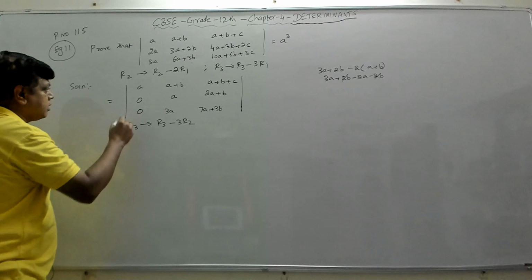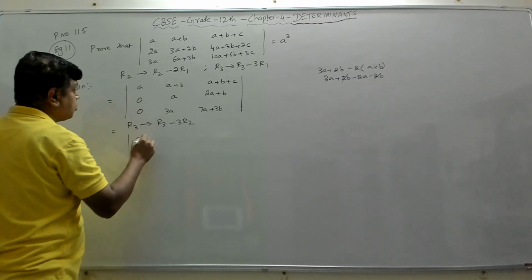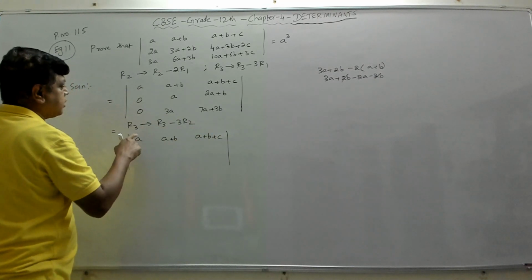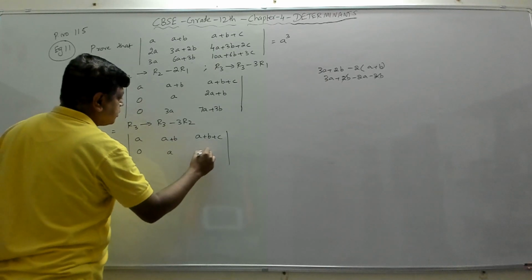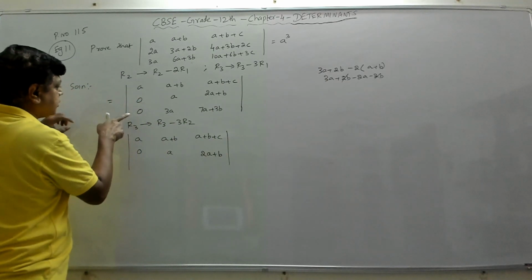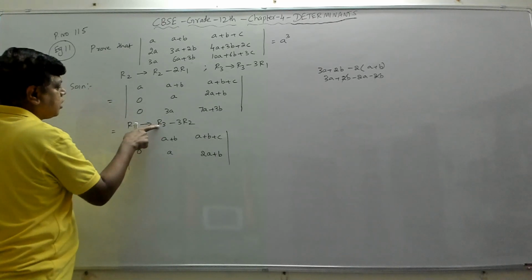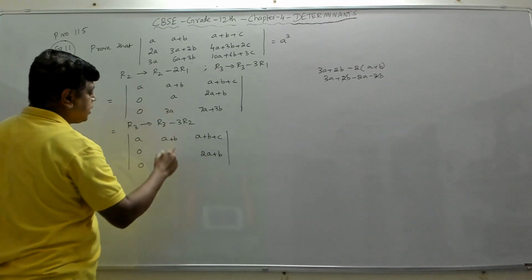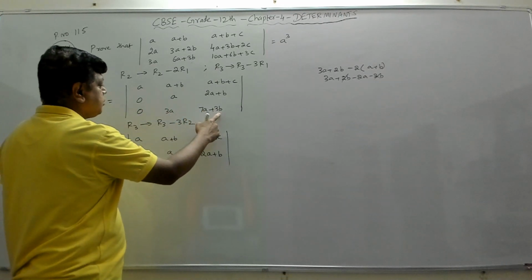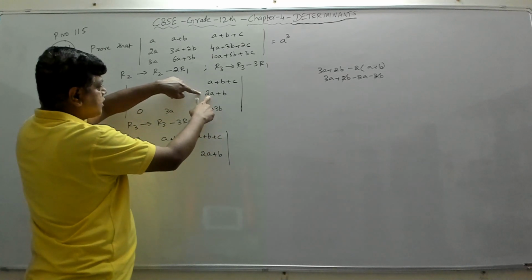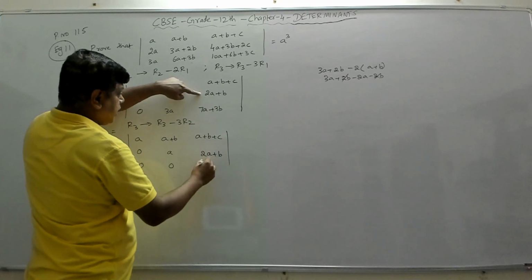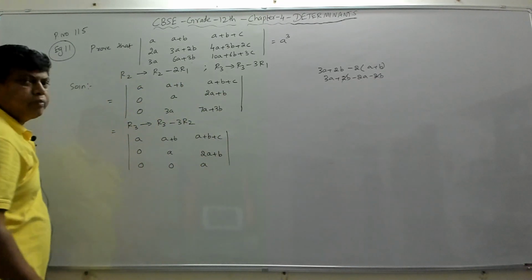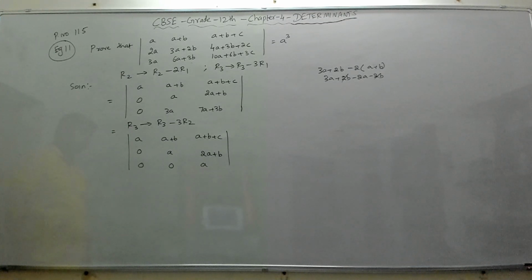If you apply this operation, your determinant becomes, so there is no change to the first row and no change to the second row. Only the third row is getting changed. So the second row I will write as it is. The third row is R3 minus 3 times R2. So 0 minus 3 times 0 is 0. 3a minus 3 times a is 0. Then 7a plus 3b minus 3 times this. 3 times this is 6a. 7a minus 6a is a. Then 3b minus 3 times b is 3b minus 3b, 0. You get only a.